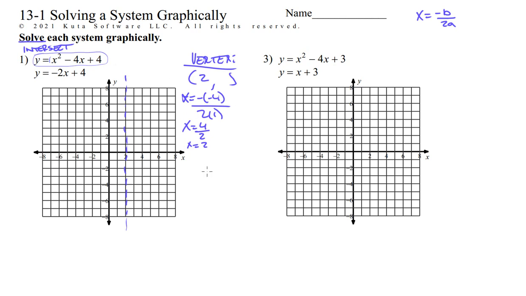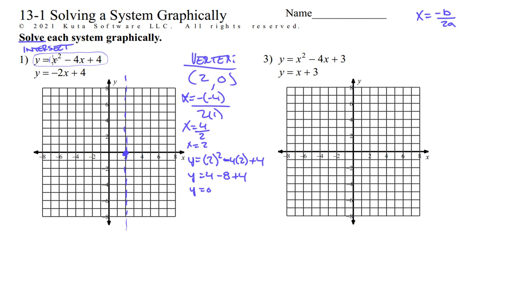And then to find the y value, remember we're going to plug it back into the equation. So we get y equals 2 squared minus 4 times 2 plus 4. 2 squared is 4. Negative 4 times 2 is negative 8. Plus 4. So 4 plus 4 is 8. Minus 8 gives us 0. So the vertex right here is at 2, 0.